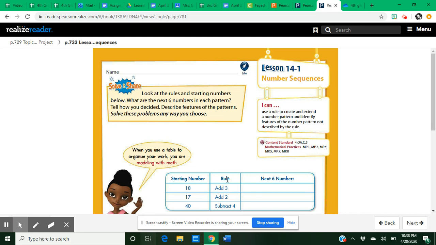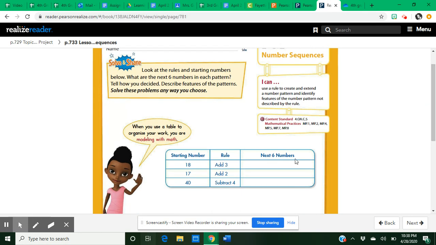So the solve and share today says, look at the rules and starting numbers below. What are the next 6 numbers in each pattern? Tell how you decided. Describe new features of these patterns. So the features are going to come up as you are doing these next 6 numbers. What you're going to see is a pattern emerge other than adding 3. You're going to notice things that it doesn't say in the rule, but are still true for all those numbers.